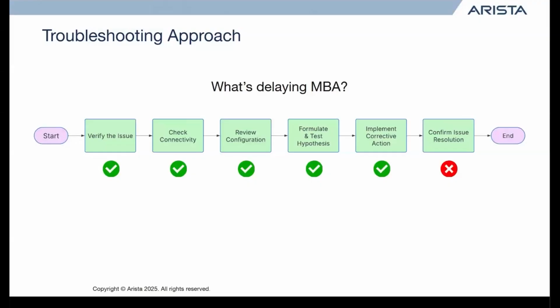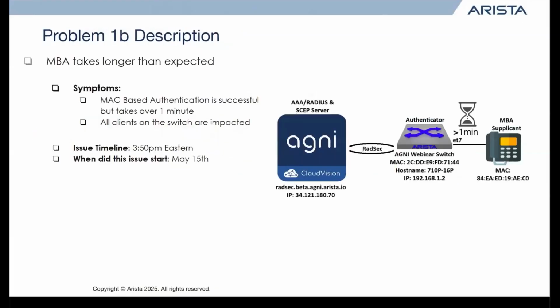So we've solved one issue, but uncovered another. What could be delaying the MAC-based authentication? This brings us to our second problem. As we saw, MAC-based authentication is successful, but is taking an excessive amount of time to complete. In the real case where this issue was seen, we also confirmed that this wasn't isolated to a single device. All devices connected to the switch were impacted and experiencing the same exact delay.